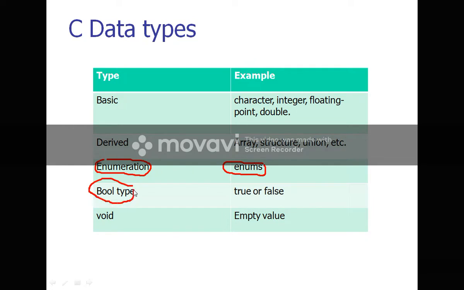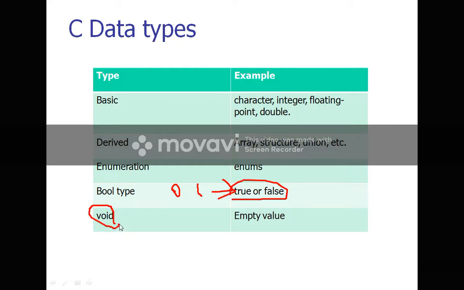Next is bool type. Bool type is nothing but boolean data type. So 0 and 1, these are the boolean data type. By using the boolean data type, we can place the value true or false. If it is 0, then the value is false. If it is 1, the value is true. So with the bool data type, we can store the value 0 or 1, or we can say true or false.